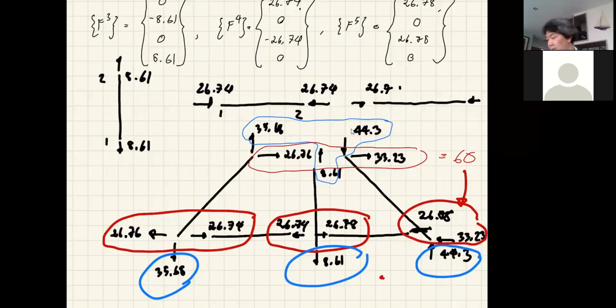I think we have plenty of time, so let me show you another example to demonstrate that the size of the matrix of the structure, or the entire system, should have a relationship with the degree of freedom of the structure. Okay, so let's go. I have another example.